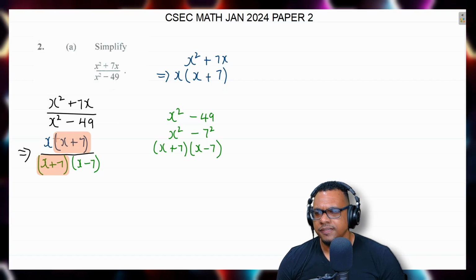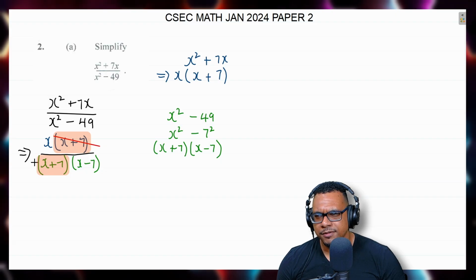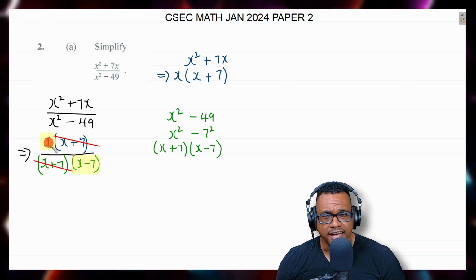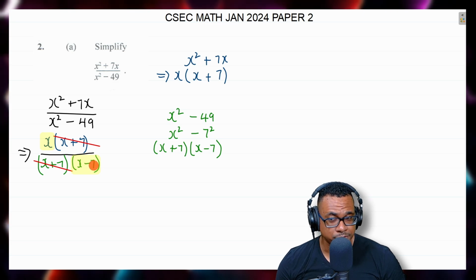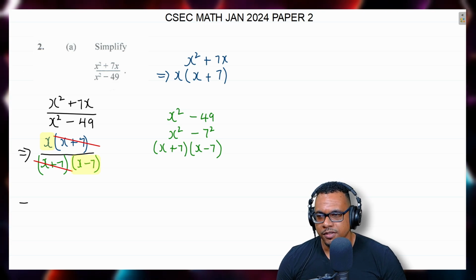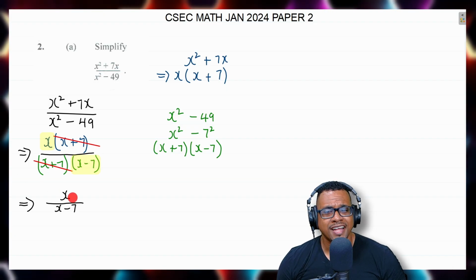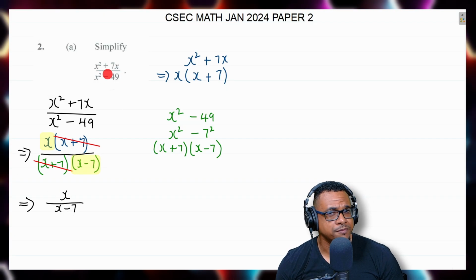So essentially, this x plus 7 will cancel this x plus 7. So what you'll remain with is x in the numerator and x take away 7 on the denominator. So this would imply x over x take away 7. And this will be your answer to simplifying this expression.